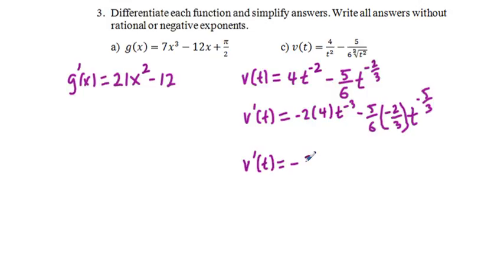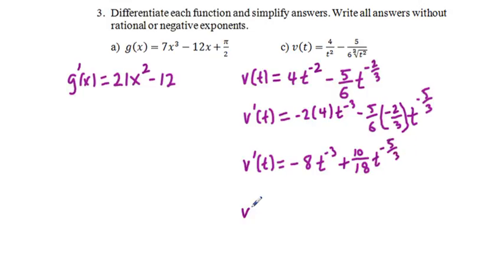And so we have v prime of t is equal to negative 8 t to the negative 3, and this negative 5 times negative 2 is going to be plus 10/18, and we have this t to the negative 5/3. Well, I'm just going to bring it down, t to the negative 5/3.